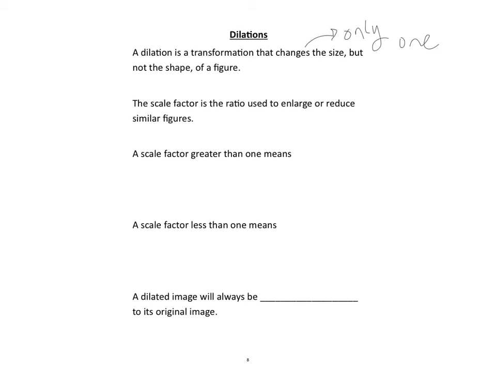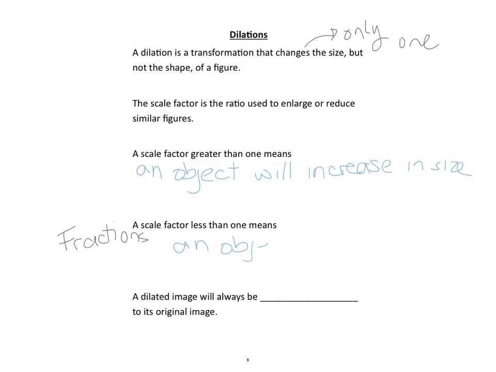So if it's a scale factor that's greater than 1, that means that an object will increase in size. And if it's a scale factor of less than 1, so we're talking about fractions, because it's ratios, you're not going to see it as a decimal, that means that an object will decrease in size.